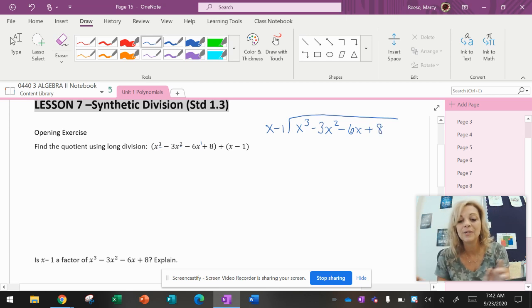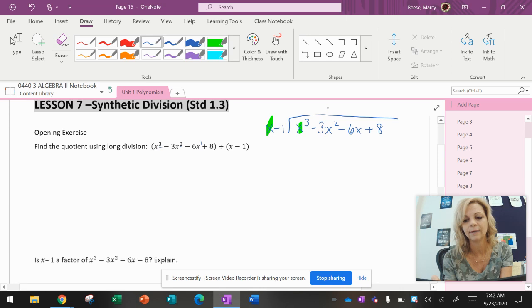Okay, so we start with, like I keep saying, the first term of each one, right? And we look to see, basically, what would I have to multiply by x to get x cubed? And that would be x to the second. And then I take x to the second and I distribute it to the x minus 1. So I'm going to multiply x squared times x, which would be x cubed. And again, they should always match. X squared times negative 1, which is negative x squared. And then we're going to put that parenthesis around it and distribute the negative.